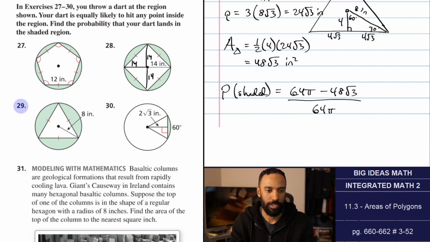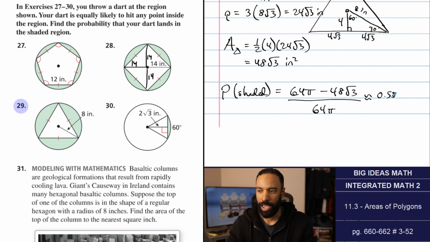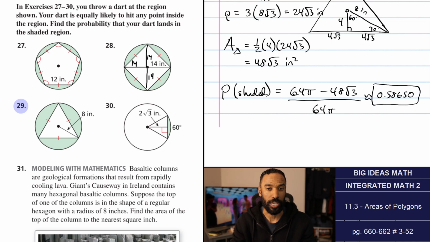So I'll get 64 pi, I'll just do this one here now that you've seen one like it, minus 48 root 3, and I'm dividing that in parentheses there by 64 pi, also in parentheses, and I'm getting 0.58650, around 58-59%. So that's what we get there.